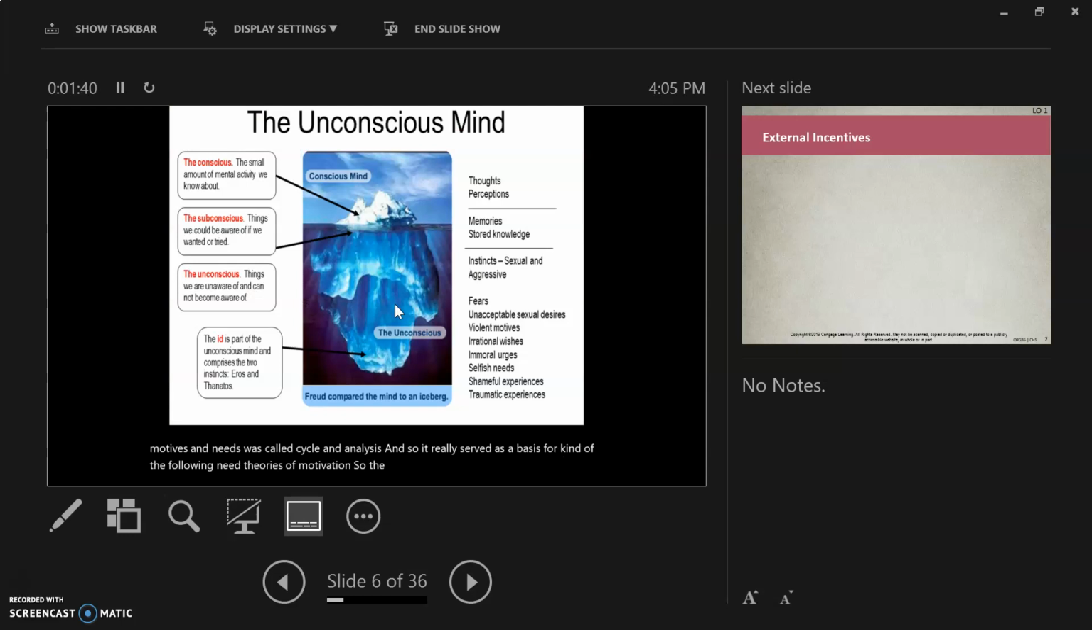So Freud says we have this conscious mind, which is the small amount of activity that we know about. The subconscious is things that we could be aware of if we really wanted to, and I think we've heard of that. And then the unconscious is things that we are unaware of and won't become aware of. Things included here are fears, motives, irrational wishes, immoral urges, selfish needs, and experiences, the things that we just put away or aren't able to deal with. So you use this iceberg: we are only conscious of so few things, and there's really so much more depth to a person, as you can see with the iceberg metaphor.